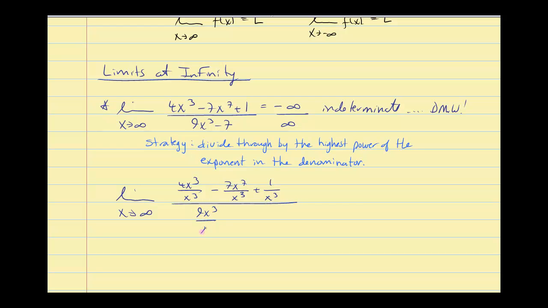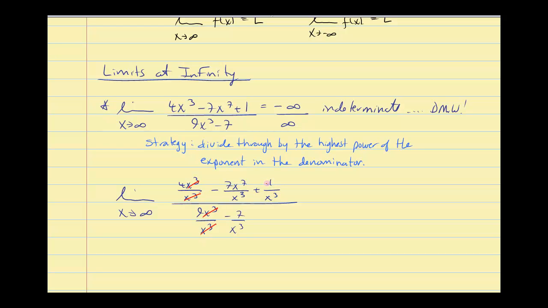Now the reason we are doing this, when we divide through by that highest power of the exponent in the denominator, they end up canceling here, and I should be able to get something where I do not have a 0 in my denominator or an infinity in my denominator. So that's kind of the strategy here. Now once I do this, I get all sorts of different things to start canceling and simplifying. First of all, my x cubes cancel totally.